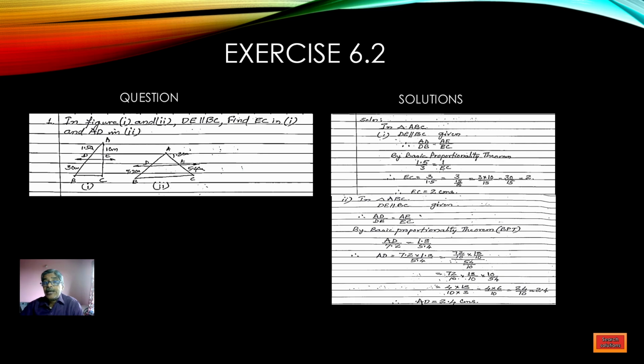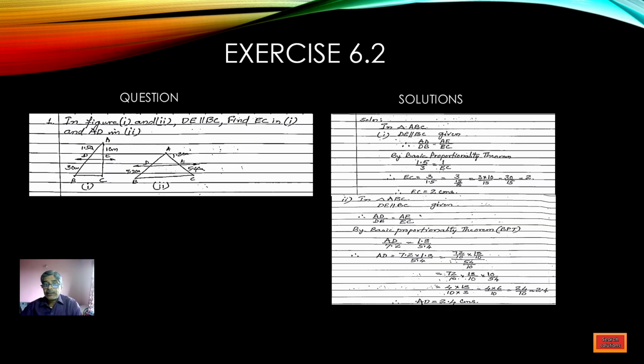Based on that, in triangle ABC, DE is parallel to BC, which is already given. Therefore, AD by DB is equal to AE by EC. So now it is 1.5 by 3 is equal to 1 by EC. Therefore, EC on cross multiplication and simplification will be 2 centimeters.